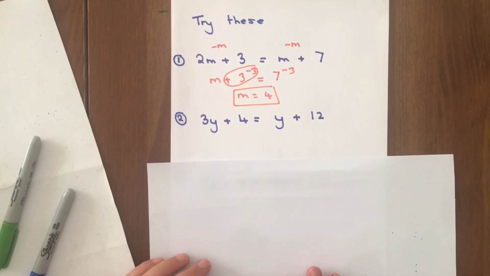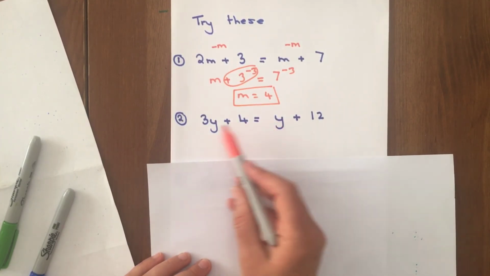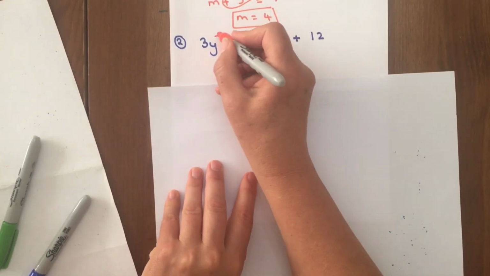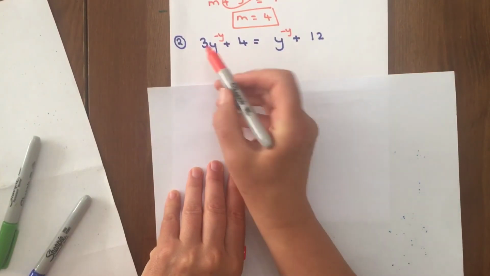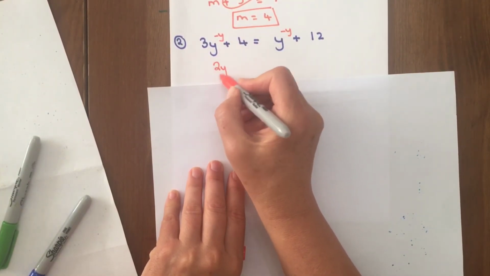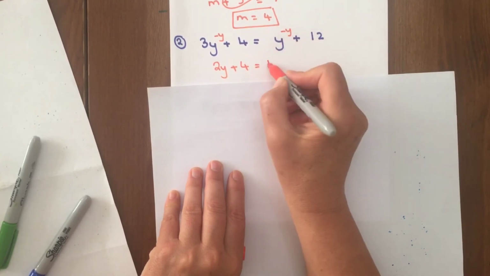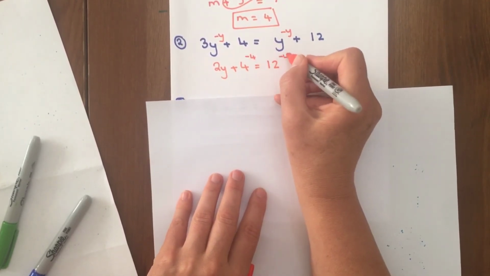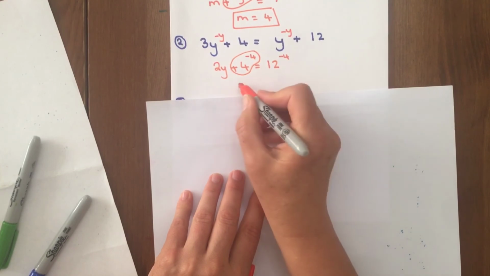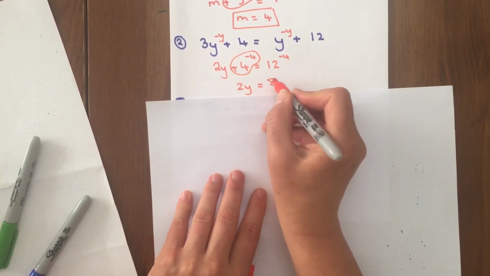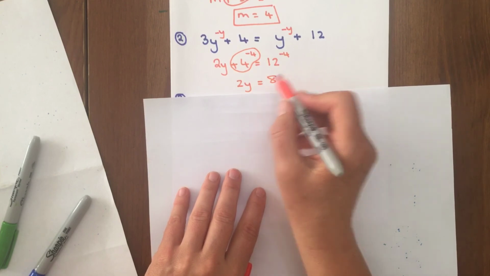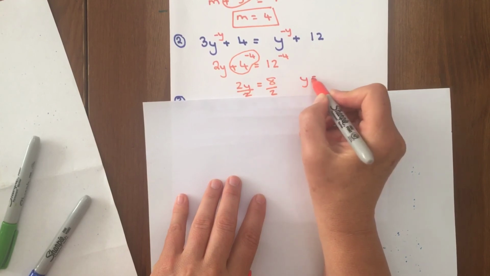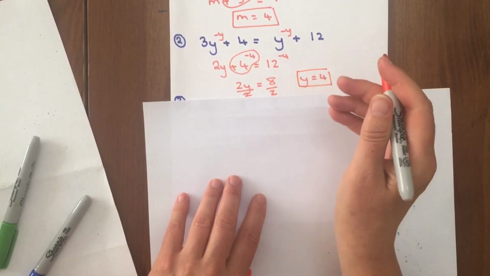Okay, so what should I do with this one? I can take away 1y from both sides. Okay. So I'm going to take away y from here and take away y from here. 3y take away y is 2y. They will cancel, is 12. Now I can take away 4 from both sides. Plus 4 minus 4 will go to 0. So I'm just left with 2y equals 8. Now divide both sides by 2. Divide by 2. Divide by 2. Y equals 4, and again you can check.